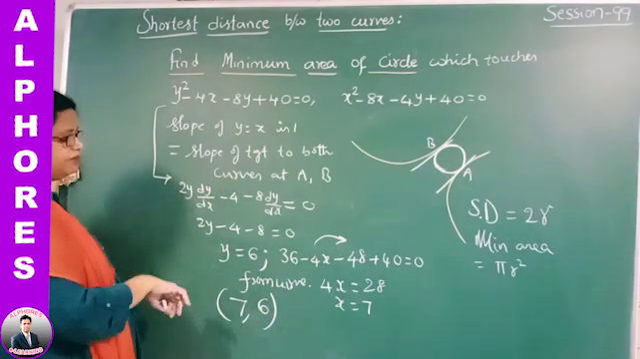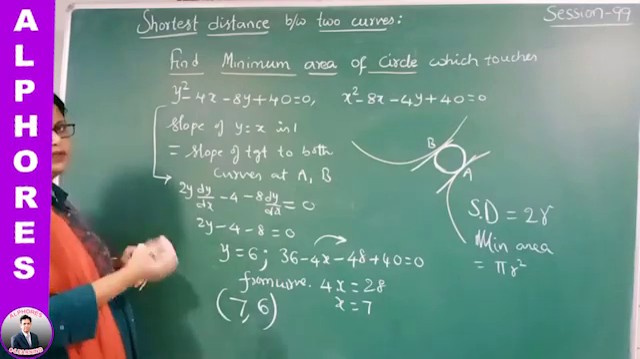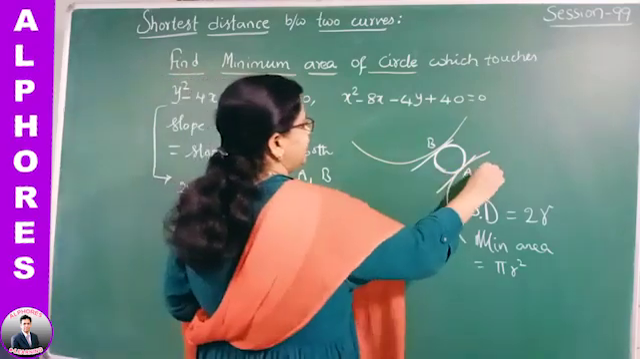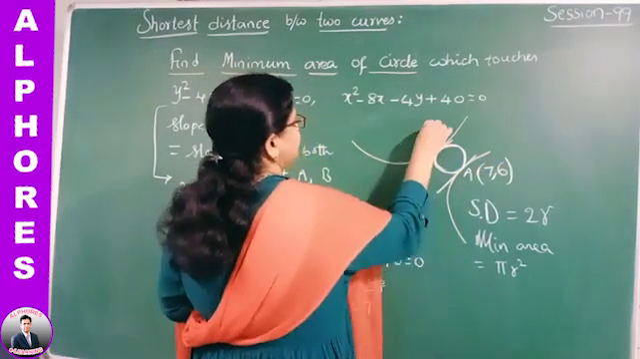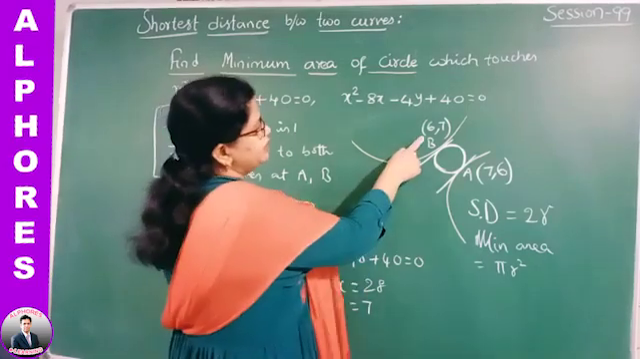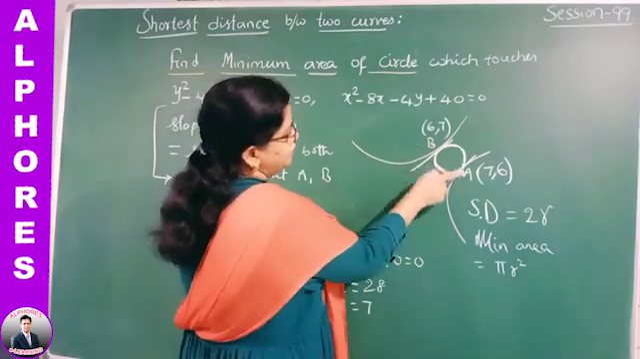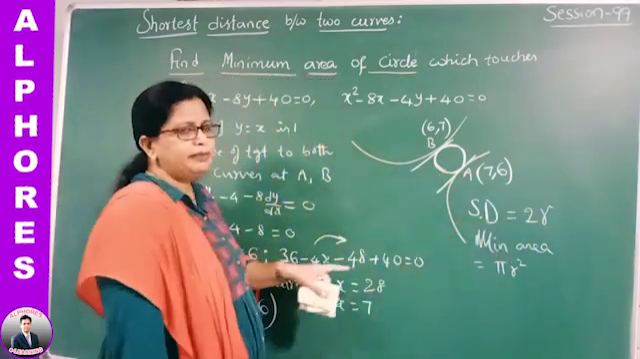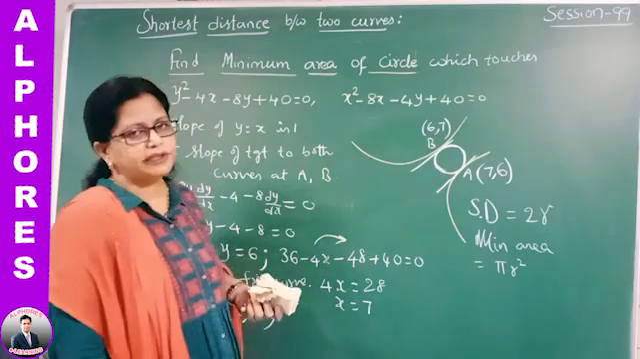Then obviously the other coordinate is 6 comma 7. So if you got this value as 7 comma 6, this is 6 comma 7. Okay, so students, you got these 2 points, and find the distance between them, that is nothing but 2r, then the minimum area is pi r square.